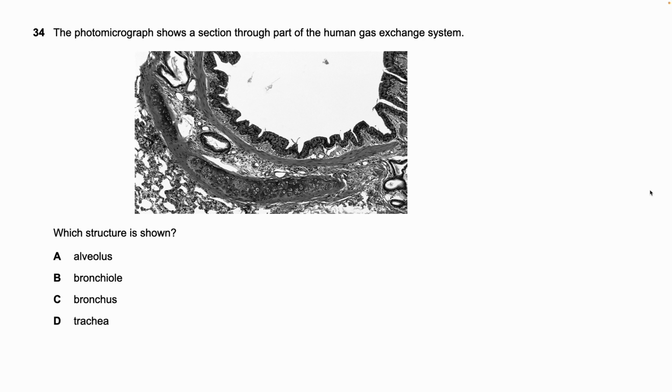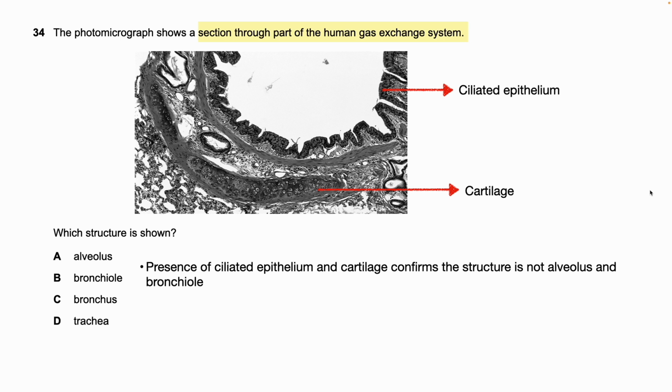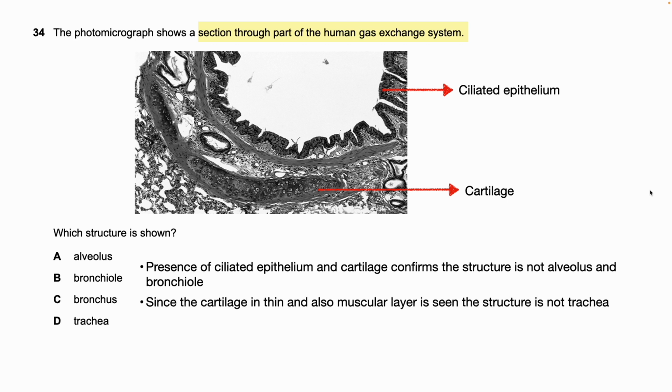Question 34. The photomicrograph shows the section through a part of the human gas exchange system. Which structure is shown? They have given four options. First, to check with this, we have ciliated epithelium cells over there. Then we have cartilage. The presence of ciliated epithelium and cartilage confirms the structure is not alveolus or bronchiole. Since the cartilage is thin and a muscular layer is seen, the structure is not trachea.